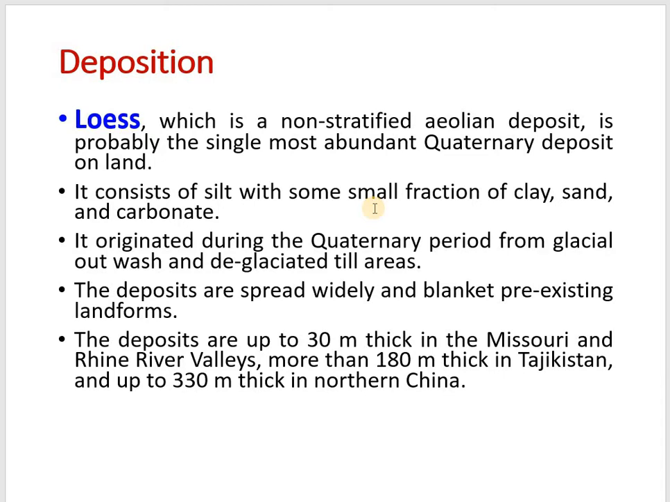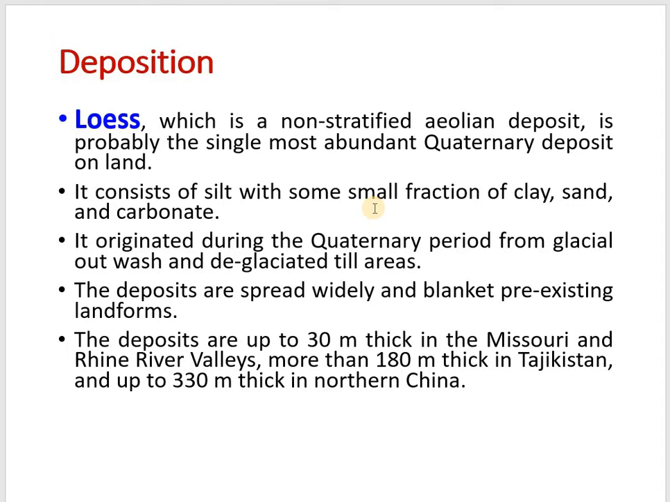It is actually the most abundant quaternary deposit found on land. If you see the composition, it has some fraction of clay, sand, as well as carbonates. The origin of this soil is from the quaternary period, from glacial outwash or deglaciated till areas. It forms a blanket over the existing landforms. This loess acts as a blanket to the existing landforms. The deposit is like that.